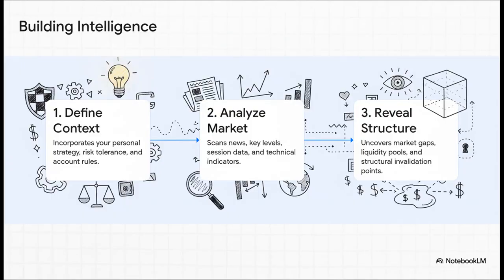Now, these 14 layers, they aren't just some random checklist. They actually build on each other in a really logical way. First, it defines your context, your personal rules, your strategy. Then it goes out and analyzes the broader market, the news, the levels, the technicals, and finally, it starts to reveal the hidden market structure. You know, the stuff that the big institutional traders are really watching. It's a process that's designed to mirror a professional's workflow.